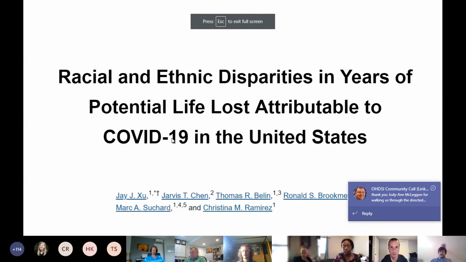The visualization that I found, can you see my screen? Yes, I can. Okay, it's from this paper called Racial and Ethnic Disparities in Years of Potential Life Loss Attributable to COVID-19 in the US.